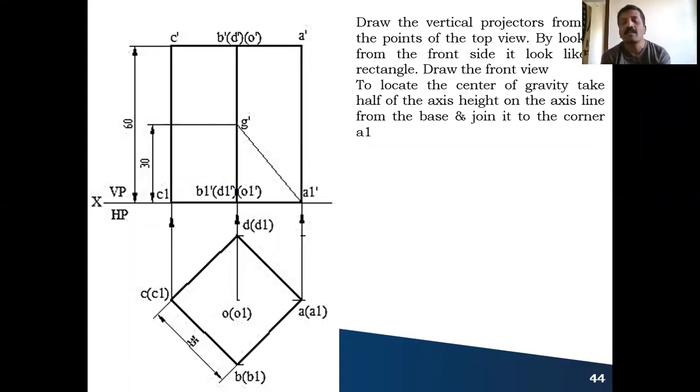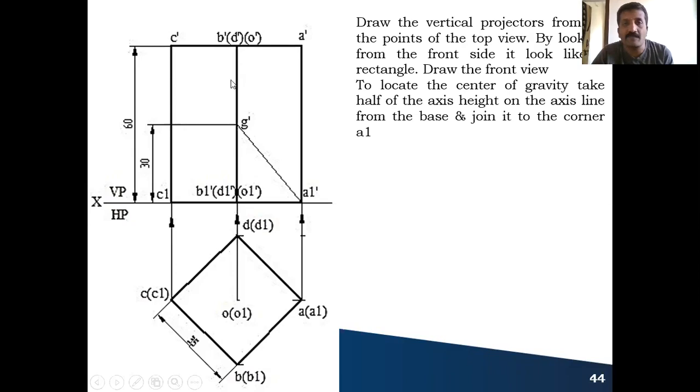Whereas a prism has a uniform cross section from the base to the top. So the center of gravity of any prism, once again I'll repeat it, lies exactly at the center of the axis point, that is half of the axis height, exactly at the center of the axis line. How to find out the center of gravity? Which is the center line?